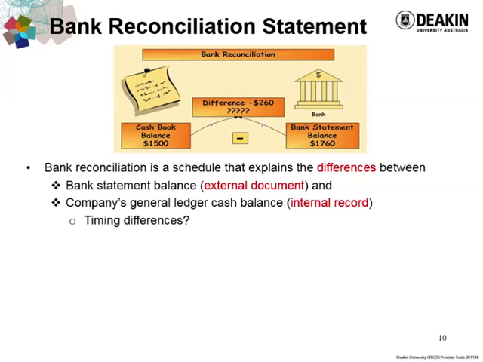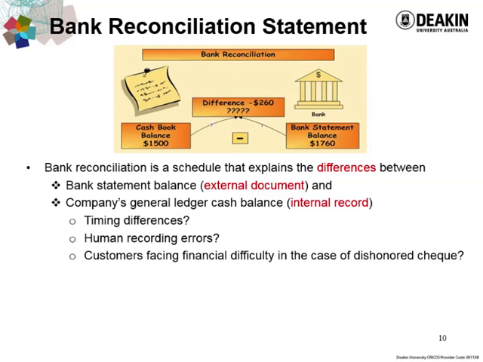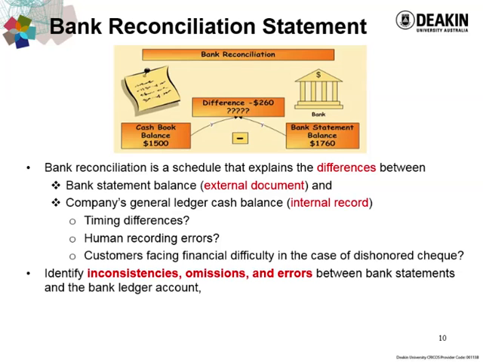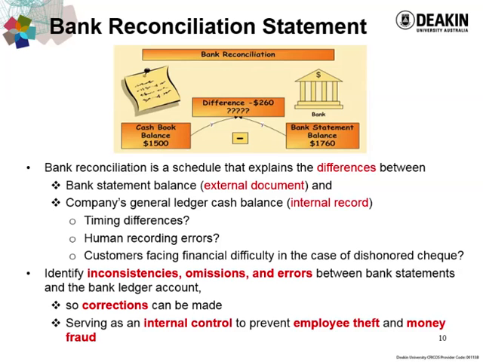We are required to identify whether the difference in balance is due to timing difference, because some checks may not have been processed by the bank, or because of human recording errors, or other reasons. For example, customers are facing financial difficulties, so the check was dishonored and bounced back. Any inconsistencies, omissions, and errors must be corrected immediately. Bank reconciliation serves as an internal control to prevent employee theft and money fraud.